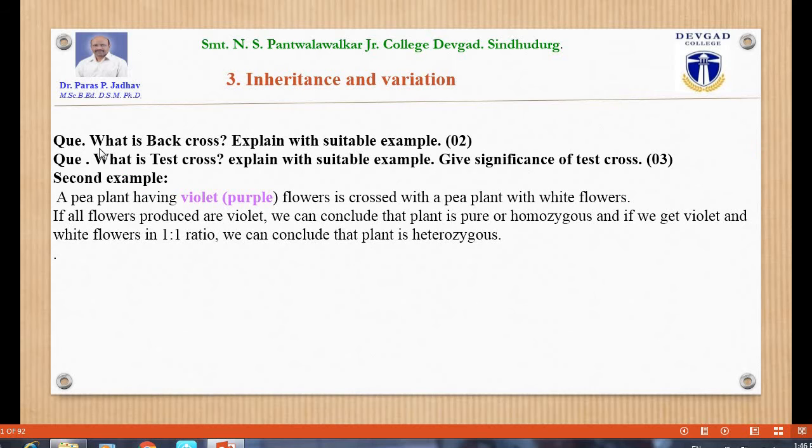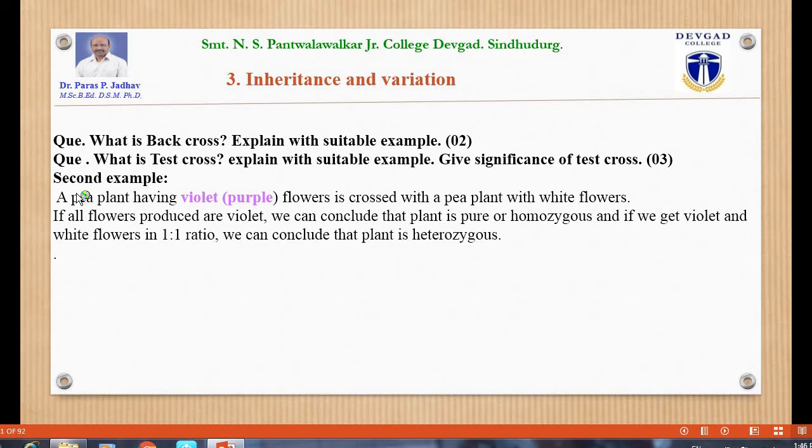Questions are: first question, what is back cross? Explain with suitable example, for 2 marks. Second question, what is test cross? Explain with suitable example. Give significance of test cross, for 3 marks.